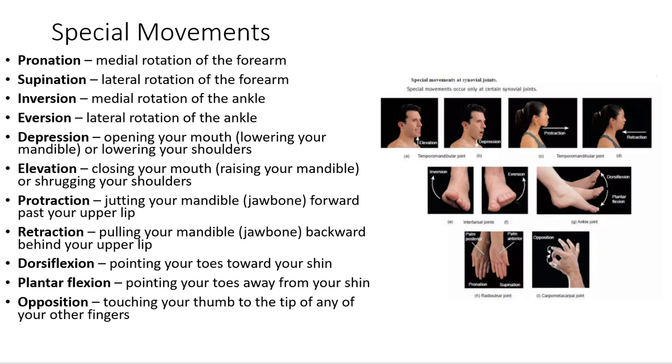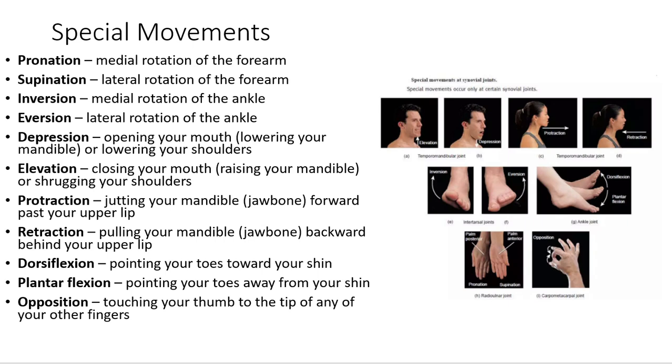That's supination. Inversion is medial rotation of the ankle, or turning your ankle inward towards your midline. Eversion is lateral rotation of the ankle, or turning your ankle outward away from your midline. Then there's depression, like opening your mouth, or lowering your shoulders. Or elevation, like closing your mouth, or shrugging your shoulders. Protraction is jutting your mandible or your jawbone forward past your upper lip. Retraction is pulling your mandible or jawbone backward behind your upper lip.